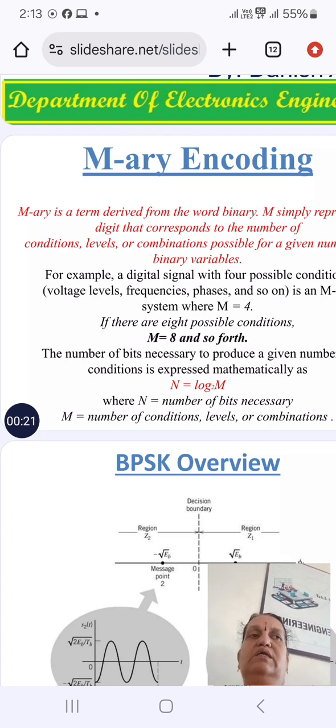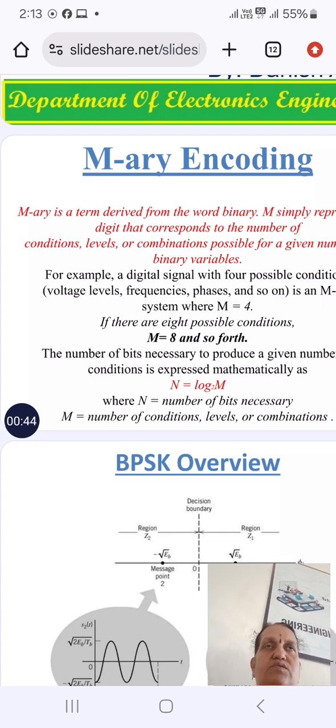So mainly the MRA is a term which is derived from the word binary. The binary symbols can take two levels, zeros and ones. If it is a combination of a given number of binary variables, and you have more than two levels, we call that signal MRA. It simply represents the digits that correspond to the number of conditions or levels.